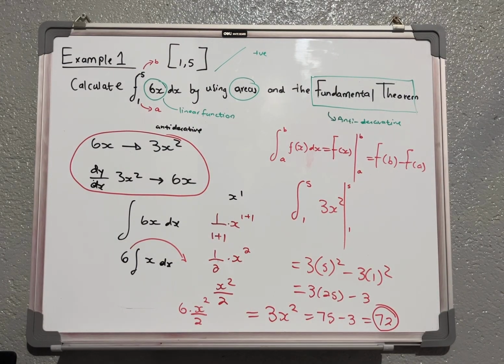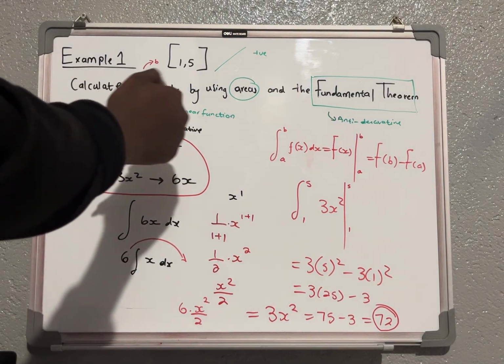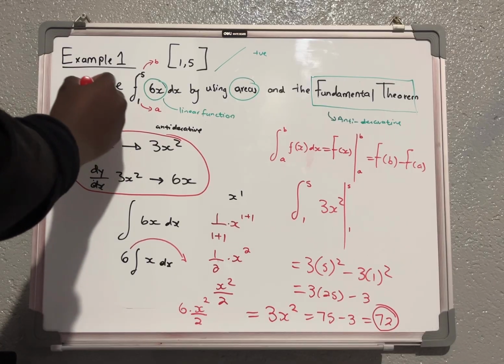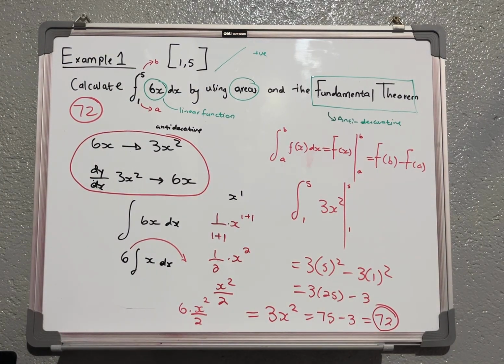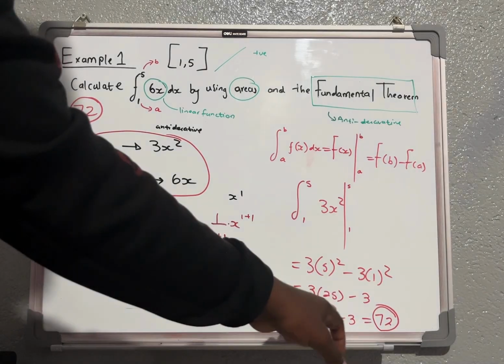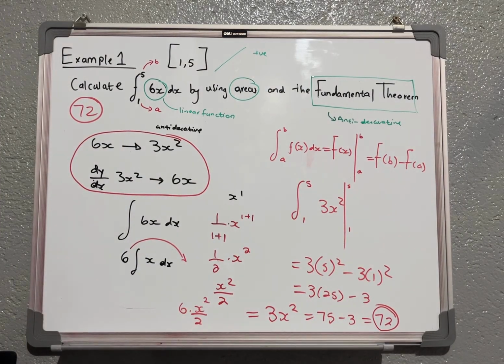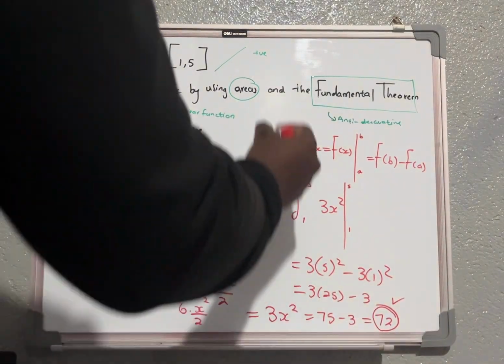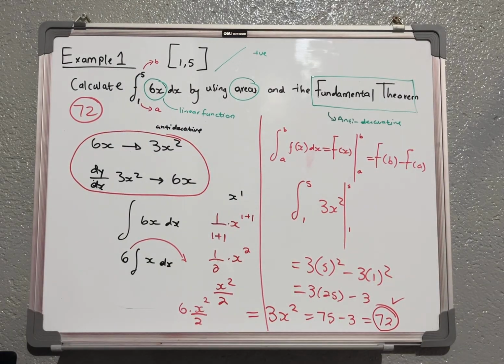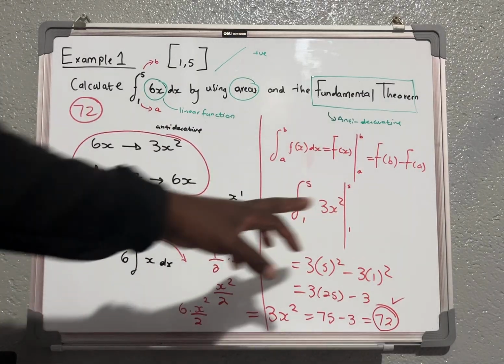You still remember the first calculation that we did using a Cartesian plane, that we got 72. Then when we come to this one for the fundamental theorem, we are also getting 72. So mainly that's how you confirm that indeed you are doing the right calculations, by using your areas and your fundamental theorem. But they won't always ask you like this.